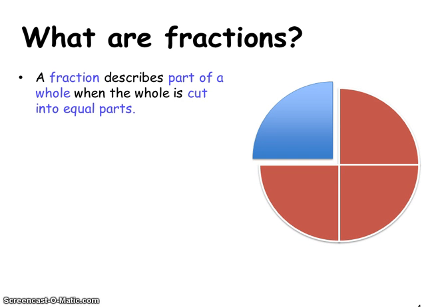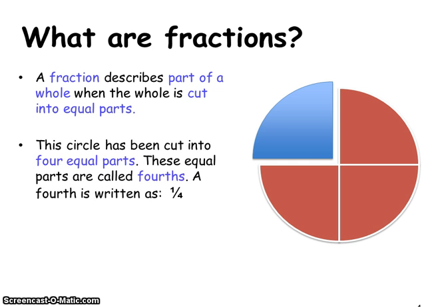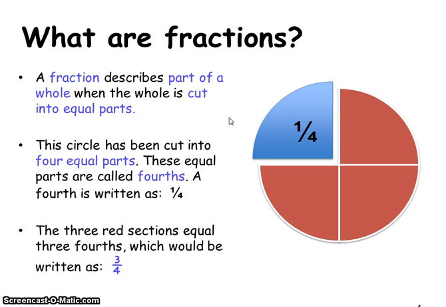So first let's look at fractions. A fraction describes part of a whole when the whole is cut into equal parts. I'm going to stick with my cake example. We've cut it into 4 pieces, okay? So we could say each piece is a fourth or a quarter. As a fraction, our denominator would represent the whole, and we've taken 1 piece out of those 4 pieces of cake, alright? So this red section would represent 3 out of 4, okay?